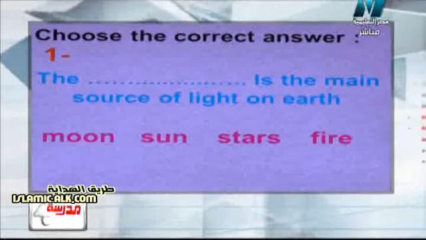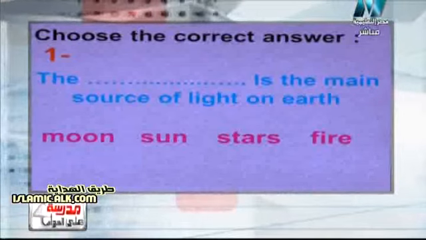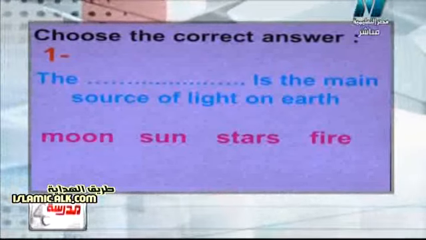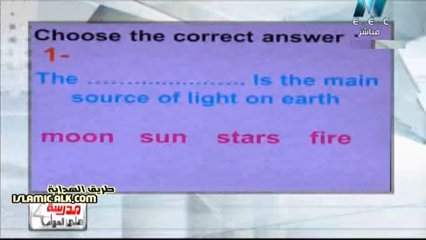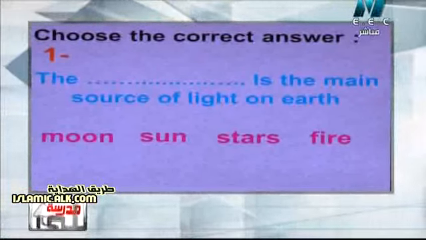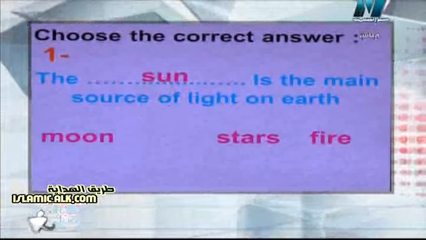So let's start with the first question. The first question says that blank is the main source of light on the earth. I have four choices: moon, sun, stars, fire. Surely we know this question from our previous study in primary 4 and primary 5. So the sun is the main source of light on the earth.